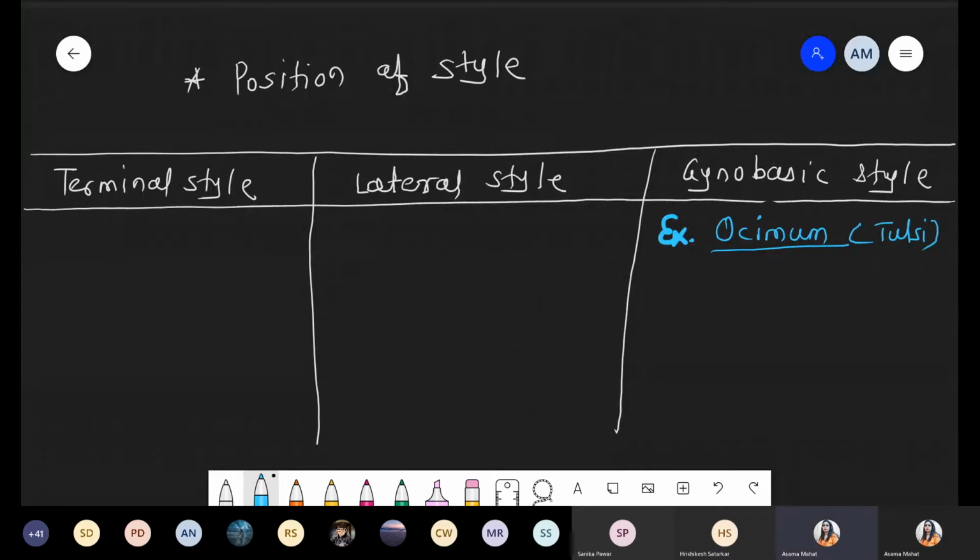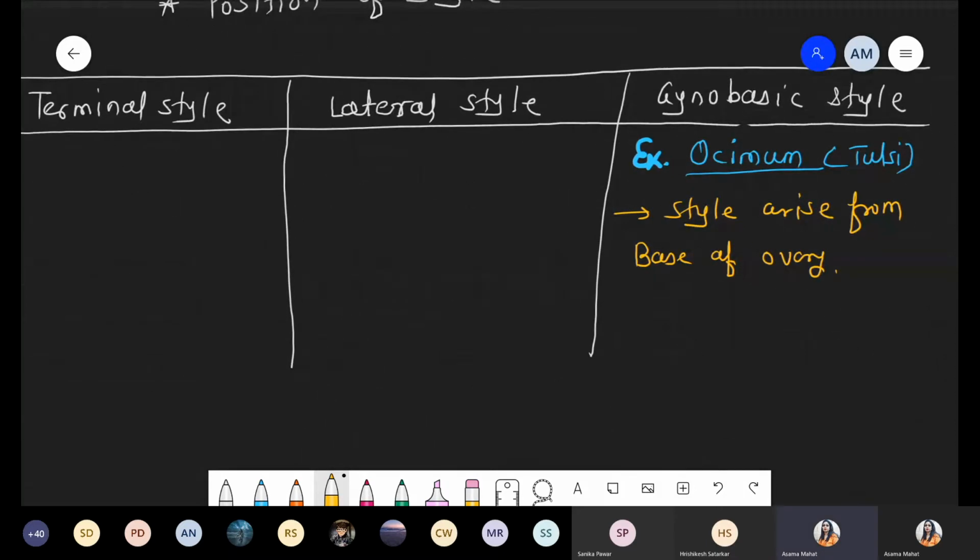And what is the meaning of gynobasic style? It means that the style arises from the base of the ovary. So we try to understand by diagram. Suppose these are the parts of the ovary. Just the ovary.